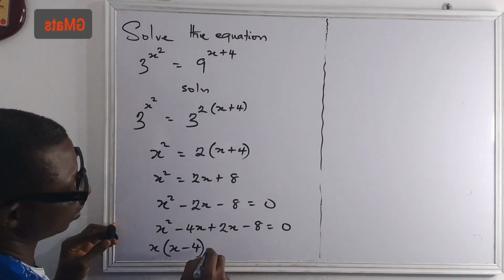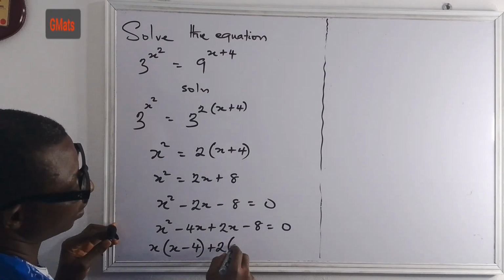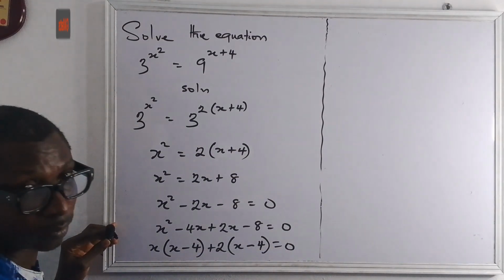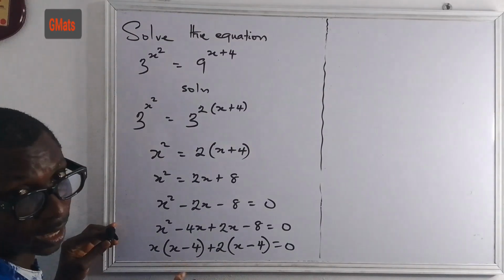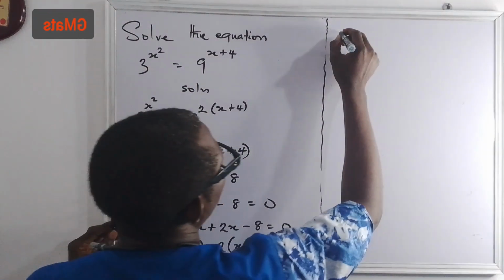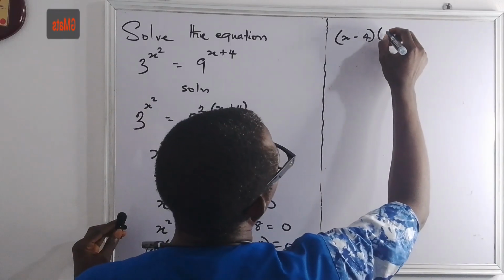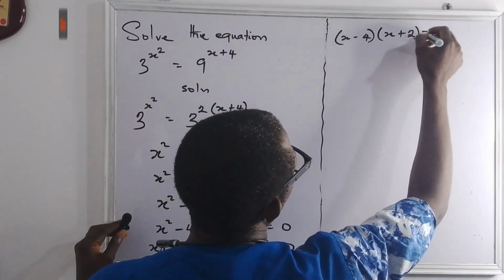Now what is the common factor? That is 2. So we have x minus 4 equals 0. Now you factor out x minus 4. So we have x minus 4 times x plus 2 equals 0.